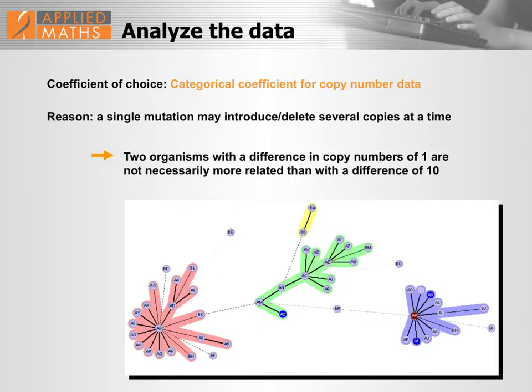So how do you analyze that data? The coefficient you would choose in most cases is a categorical coefficient for copy number data. And the reason behind that is because one single mutation may introduce or delete several copies at the same time. So 4 is not closer to 5 repeats than 5 to 10, for example. It can be that it's just one single evolutionary event.